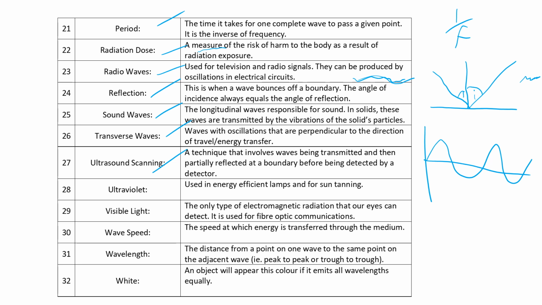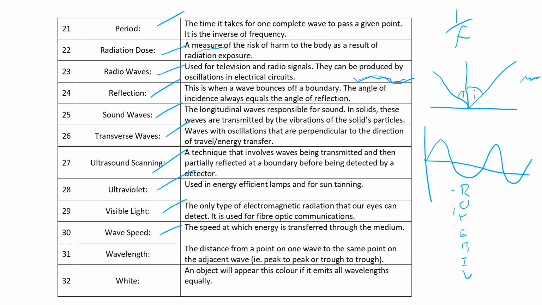Used in energy efficient lamps and for sun tanning, ultraviolet, which is again part of the electromagnetic spectrum. The only type of electromagnetic wave radiation that our eyes can detect is used for fiber optics, visible light. Richard of York gave battle in vain. Roy G. Biv: red, orange, yellow, green, blue, indigo, violet. The speed at which energy is transferred through a medium, wave speed.